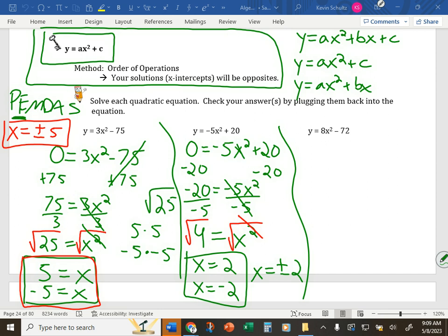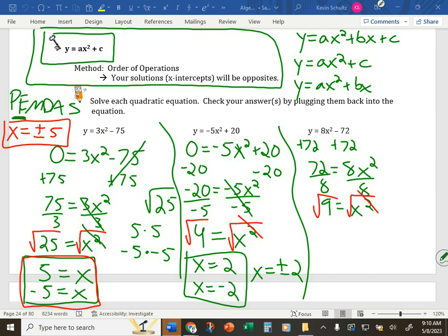Who wants to share? Who's bold, brave, courageous? What did you get, Nick? I added 72 to both sides. Okay. So start by, again, setting this equal to 0, adding 72 to both sides. 72 equals 8x squared, and then divide both sides by 8. 9 equals x squared, and then root both sides.